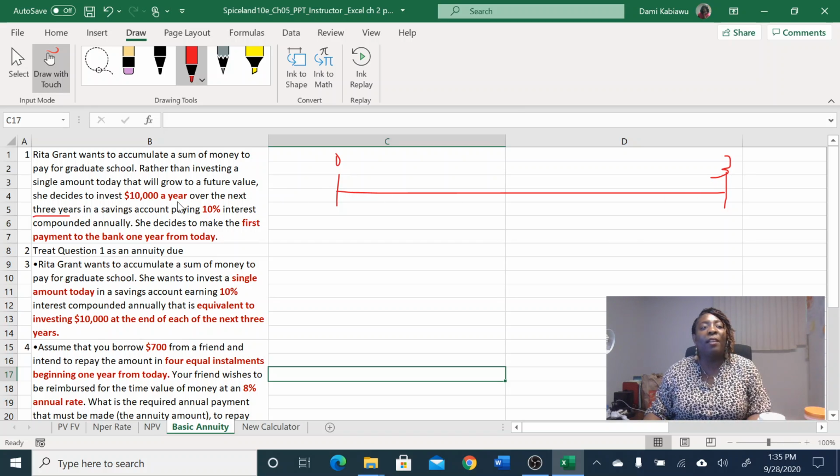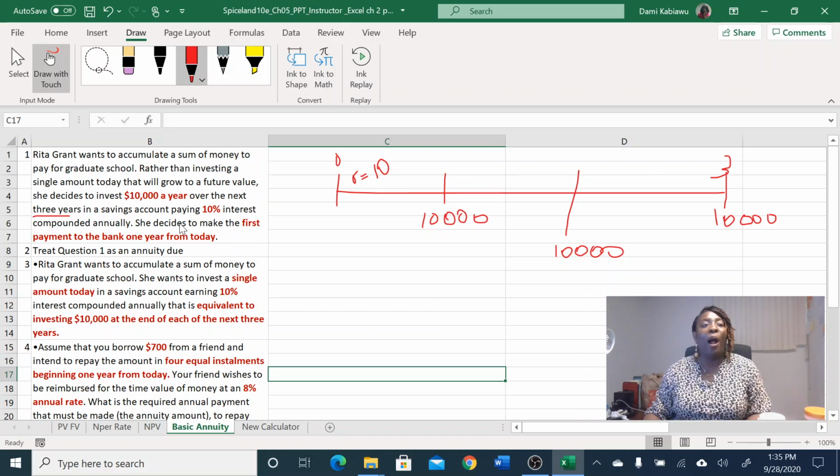She decides to invest $10,000 a year. So in year 1, she's going to put away $10,000. In year 2, she's going to put away $10,000. And in year 3, she is going to put away another $10,000. So 3 payments. The rate of return on the savings account is 10%. It's compounded annually. So here is our timeline all done.